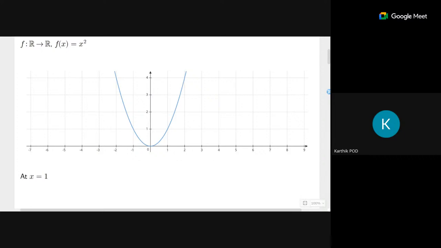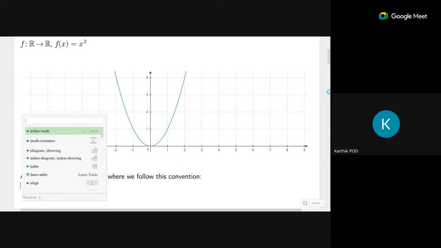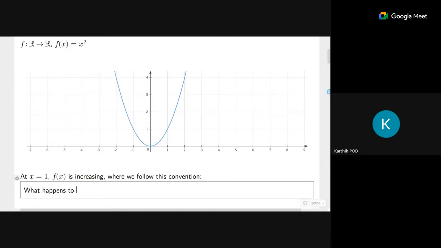At x equal to 1, what happens to the function? Is it increasing or decreasing? We have to look at which way we are approaching it. Typically, when we say this at x equal to 1, it will mean from left to right. As x increases, does f of x increase or not? So that is the convention. If you follow that convention, at the point x equal to 1, it is increasing. So I'll box it: what happens to the function as x increases?